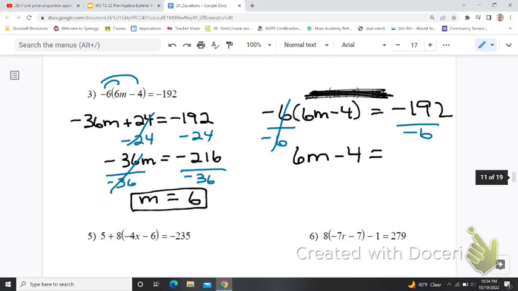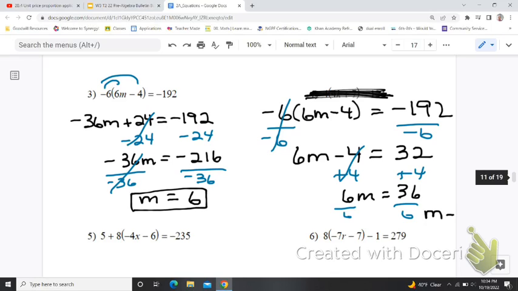And then on the other side, let's see, 6 goes into 19. This would be 3 and 2. Yes, 32. And two negatives make a positive. Now I have a two-step equation. So I'll add 4 and then divide by 6 to get m is equal to 6. Same answer both ways.